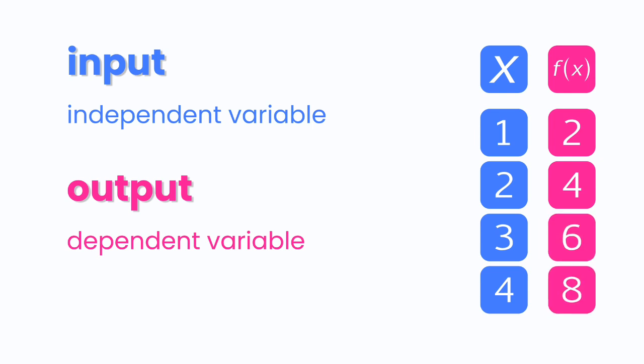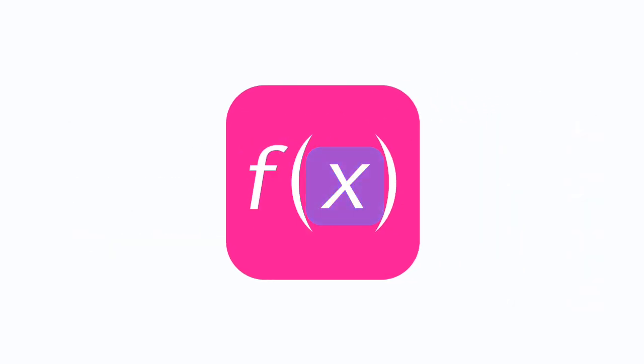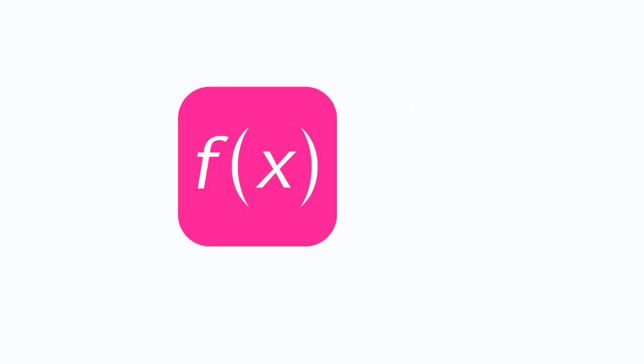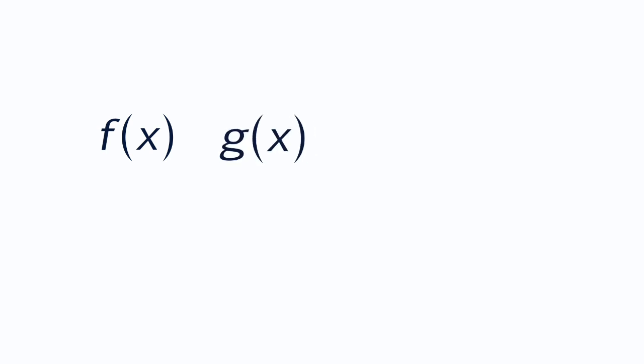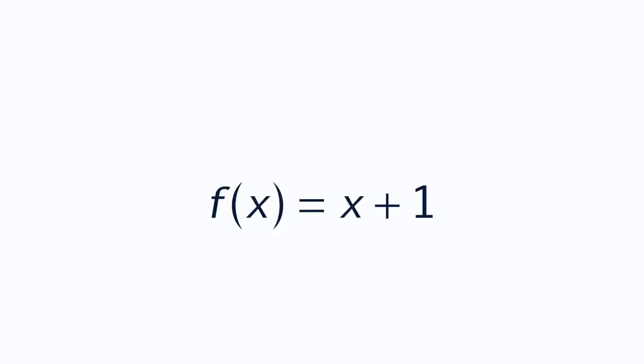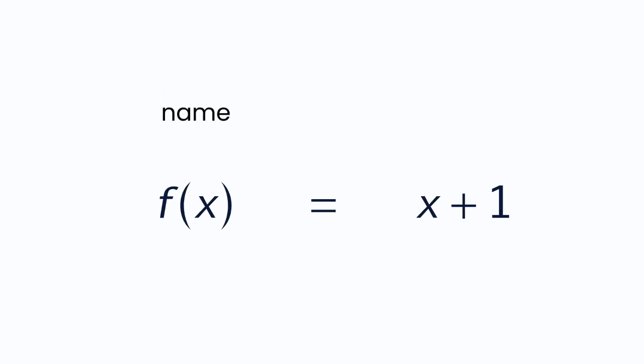To indicate that the function is dependent on the independent variable, you write the letter f followed by x inside parentheses like this. This is read as f of x. The letter f is often used because it stands for function. If you have more than one function, you just continue naming them after the letters of the alphabet, such as g of x, h of x, i of x, and so on. A function's expression often looks like an equation, where the left side of the equal sign is the name f of x, and the right side is the mathematical formula that produces the output.